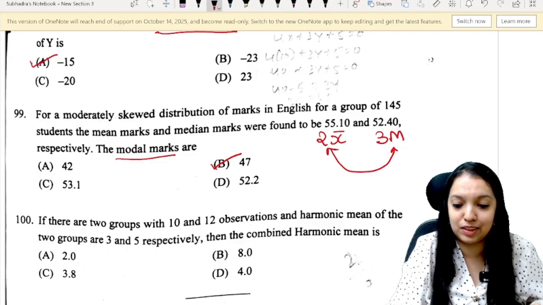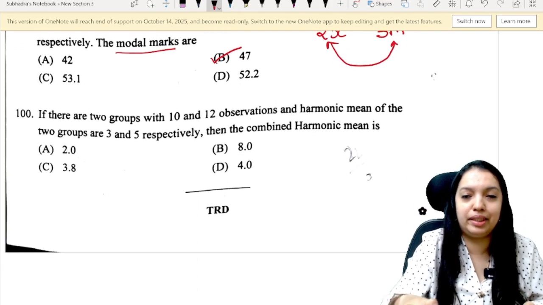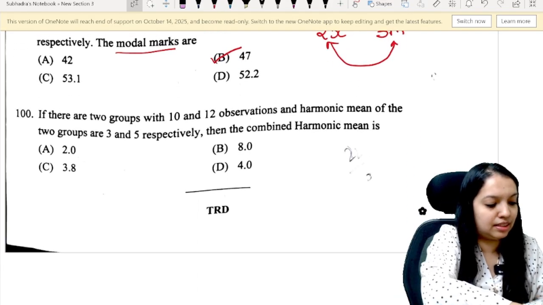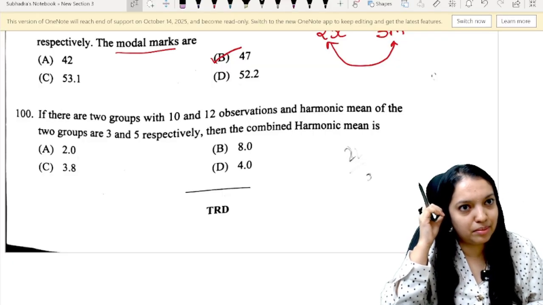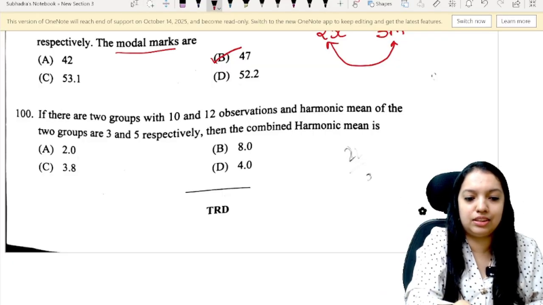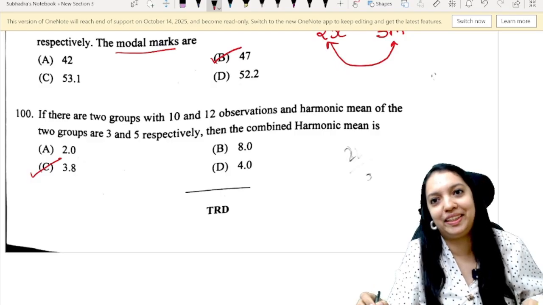And the last question, you have to calculate the combined harmonic mean. A similar question is there in the ICAI material as well, and the answer for this question comes down to 3.8.